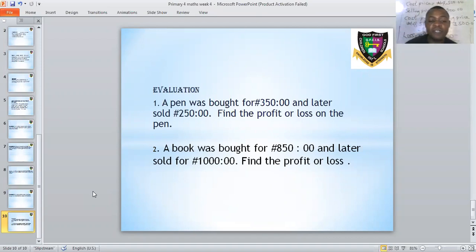Then number two, a book was bought for 850 naira and was sold for 1,000 naira. Determine the profit or loss on that article. You bought that book for 850 naira, and you later sold it for 1,000. You can see that the selling price here is more than the cost price. And whenever the selling price is more than the cost price, you tend to make a profit. So do those two questions on your own and make sure you do them very well.